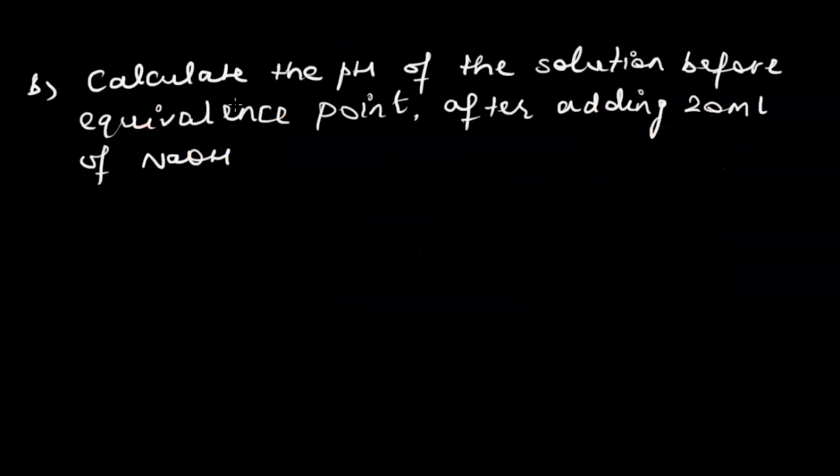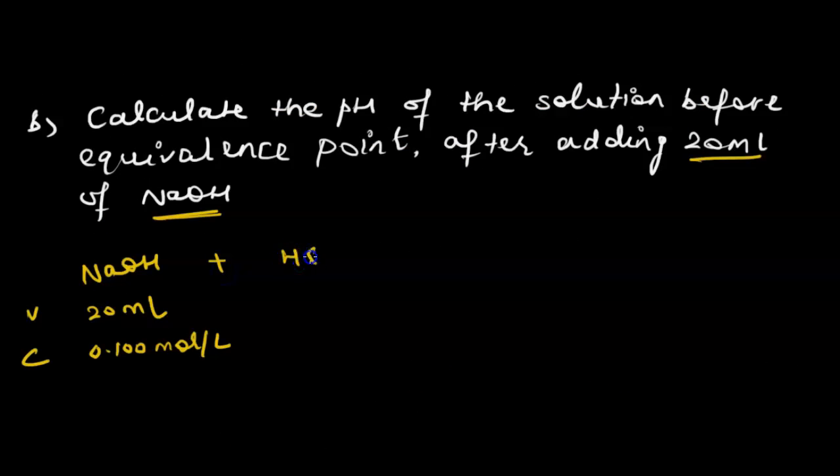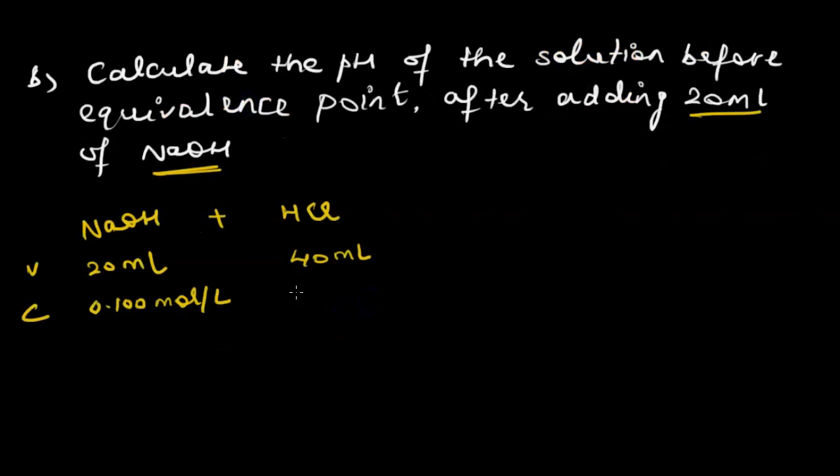The next part of the question wants us to calculate the pH of the solution before the equivalence point, after adding 20 milliliters of NaOH. Now HCl is not alone in the titration flask; we have added 20 mL of NaOH to the flask as well. This 20 mL is the volume of NaOH, and the concentration of NaOH is given to us as 0.100 moles per liter. When this reacts with the HCl that is already present in the flask, the volume of the HCl is given to us as 40 mL, and the concentration of HCl is known to us as also 0.100 moles per liter.